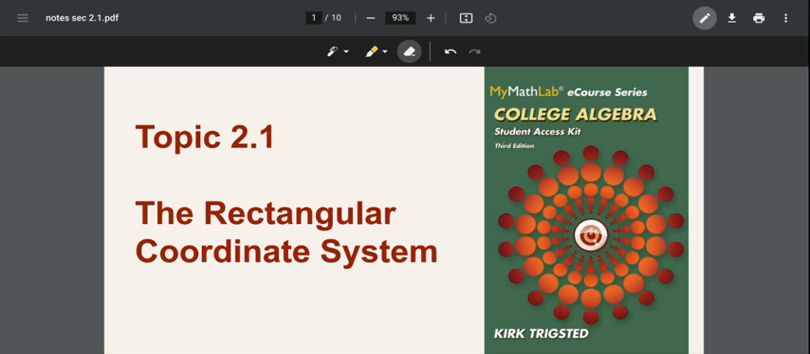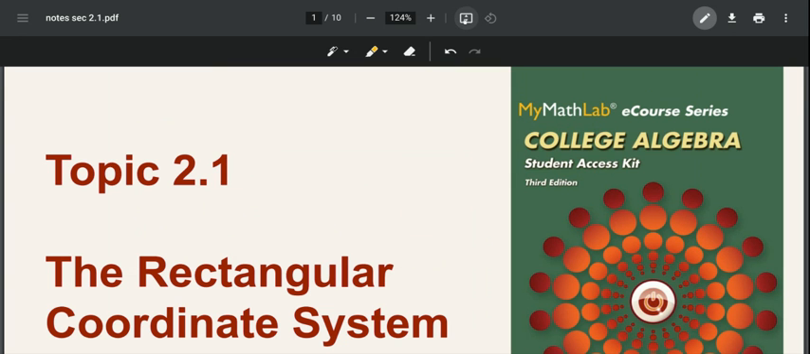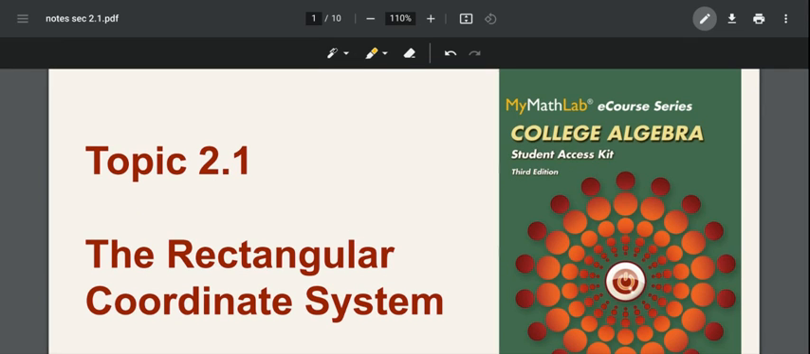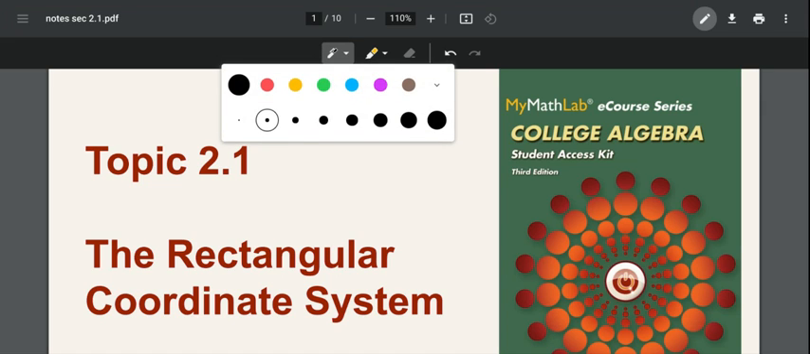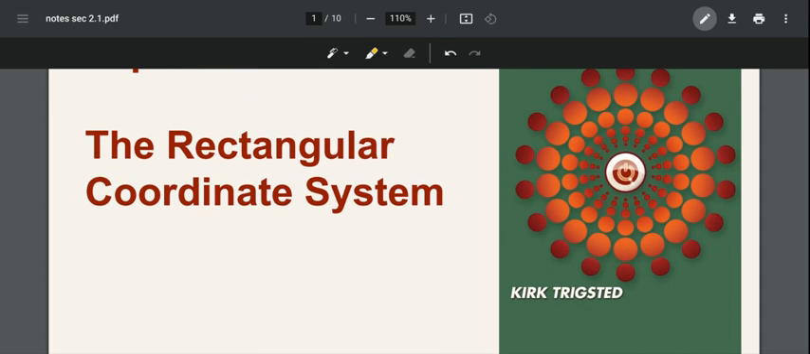Okay, so we're going to talk about section 2.1 today. Section 2.1 is about the rectangular coordinate system, plotting the points, finding the distance, and finding the midpoint. Okay, so this is section 2.1.